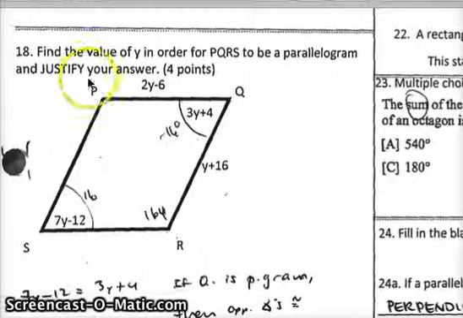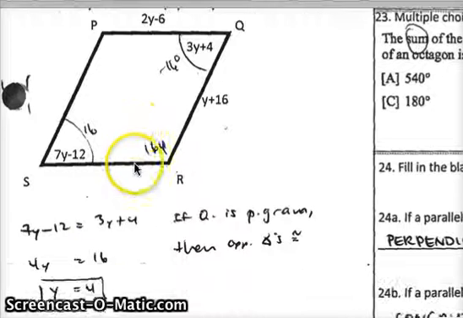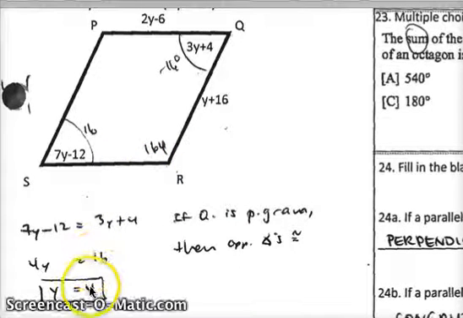Question number 18, solve for y and justify your answer. So in this problem, it tells you it's a parallelogram, but you don't know it's a rhombus or a square. So you can't start off with 2y minus 6 equals y plus 16 because you don't know that. So you do opposite angles are congruent. You'll get y equals 4.